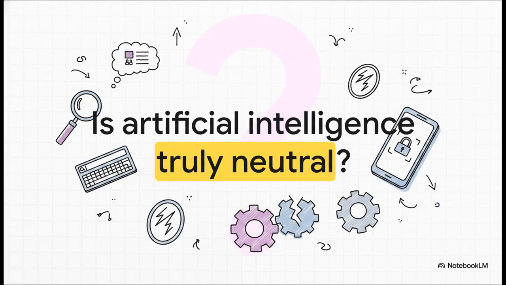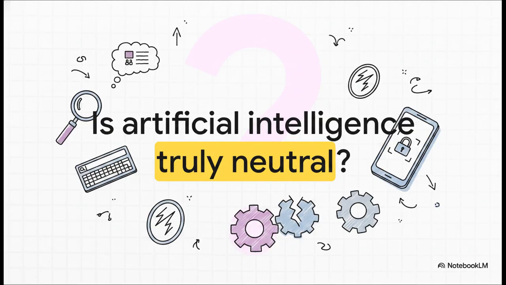Have you ever just unlocked your phone with your face or typed a quick search query and just assumed the tech working behind the scenes is totally objective? I mean, we all do it, right? We tend to think of artificial intelligence as this pure, unbiased math, like a flawless mirror just reflecting the real world back at us. But is artificial intelligence truly neutral?